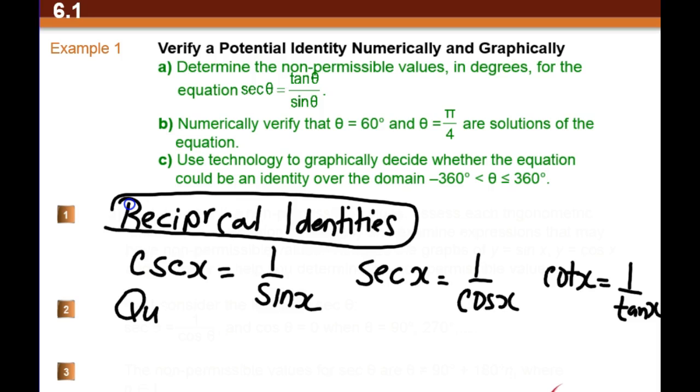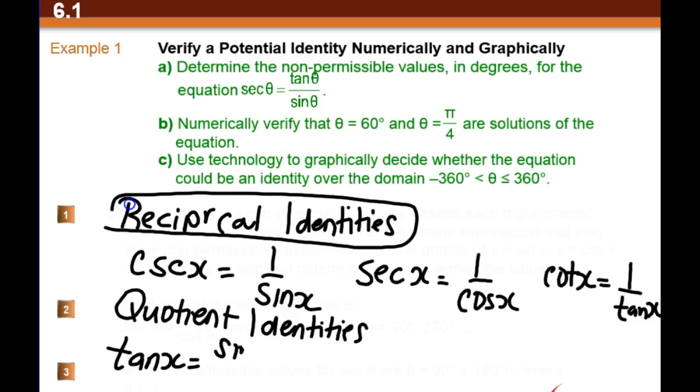The other one is quotient identities, and all quotient means is division. We've talked about these already in chapter 5, because we know that tan is the same thing as sine divided by cos, or sine over cos. We talked about that before. And so if cotangent is the opposite of tan, then cotangent should be cos over sine.